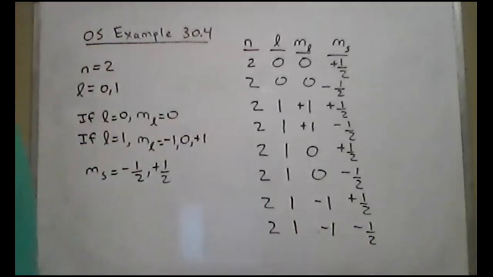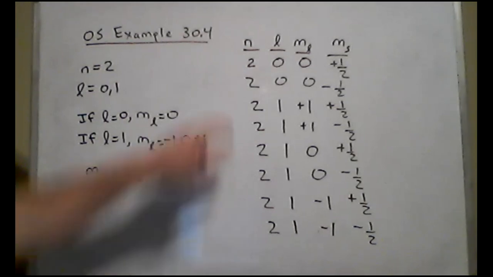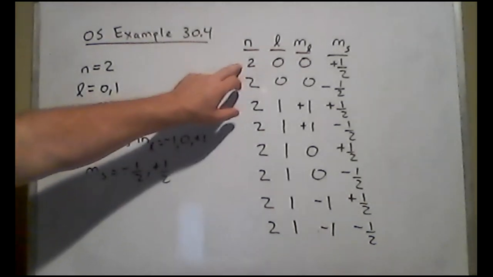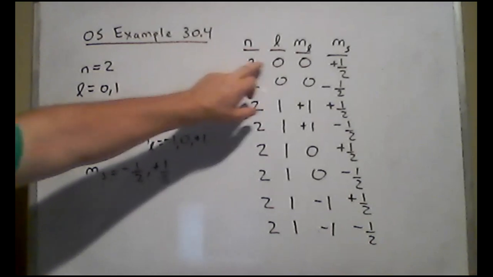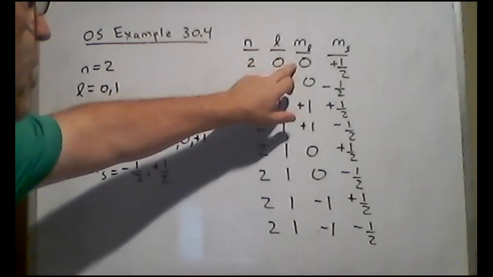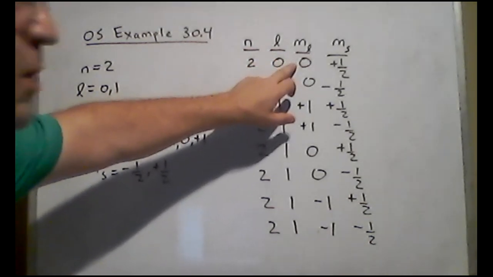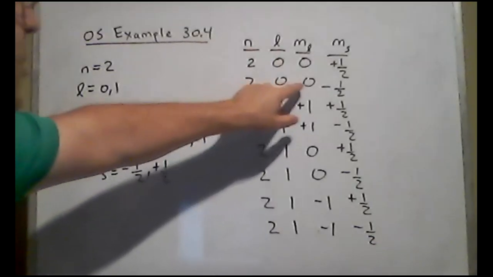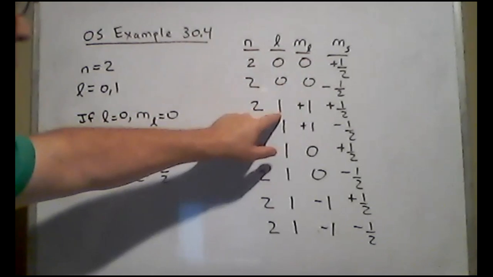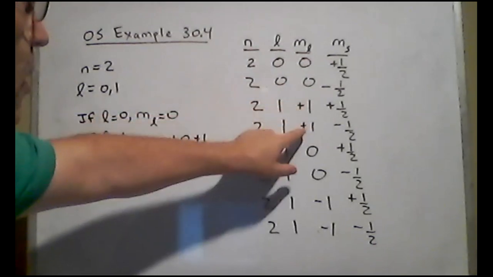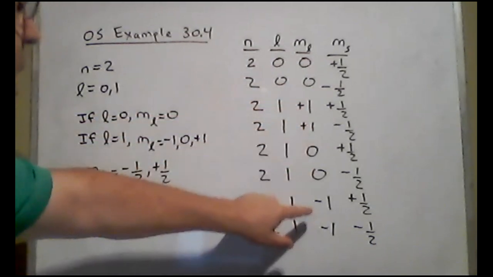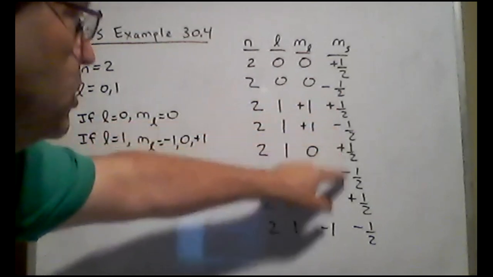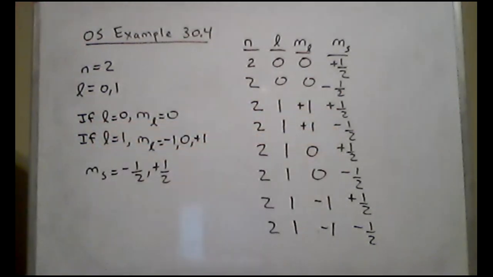All right, so I'm loading up the N equals 2 shell. If N equals 2, L could be 0 or 1. If L is 0, M sub L is forced to be 0, and there are two possible spins, a spin up or spin down. If I let L equal 1, M sub L could be +1, 0, or -1, and in each case, each one of those can have a +1/2 or -1/2 spin.